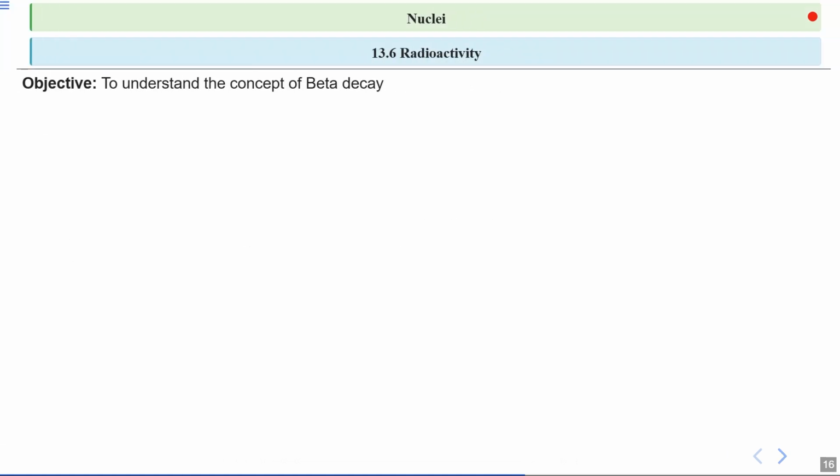Now let's understand the concept of beta decay. Beta decay is a type of nuclear process, and by the end of this lesson, you will know what happens inside the nucleus during this event. Let's focus on beta decay itself. Beta decay is a process where an unstable nucleus changes by emitting a particle.